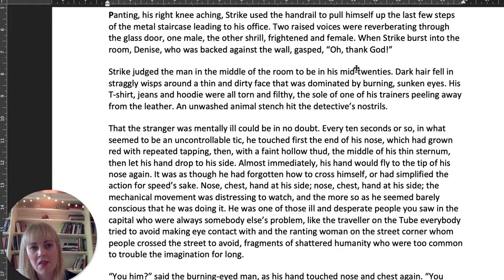We know that he is described in a way that makes him seem unkempt. That means not well looked after. So he's got dark hair, falling in straggly wisps, dirty face, sunken eyes, t-shirt, jeans and hoodie all torn and filthy, and his trainers peeling away from the leather. You don't need to list every single detail of what happens. What you need to do is work out what the main focus for the writer is. So in my answer I would say that he sees the man in the middle of the room. The man is made to seem filthy and dirty and not well looked after. He also smells vile. Okay, that's enough.